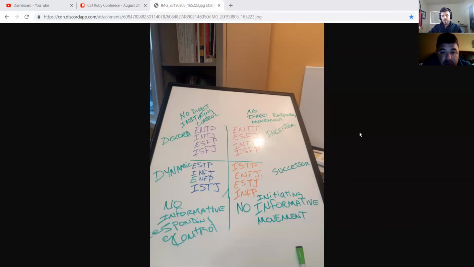Okay. So if you notice this picture, this is a completely different way of looking at the type grid, right? So you have the types that are not no informative initiating movement. Then you have no informative responding control. So you have responding on the corners. You have initiating on the corners on both sides. But then you also have movement on the right side and control on the left side, basically, right? But they are what they are not, okay?